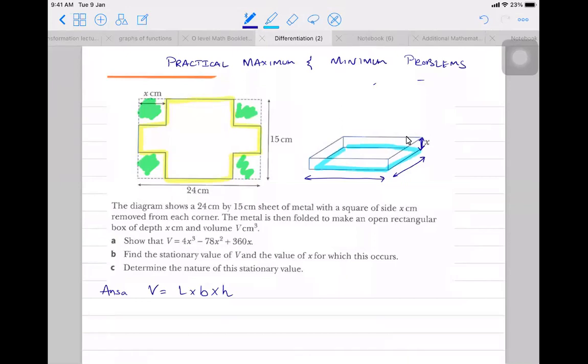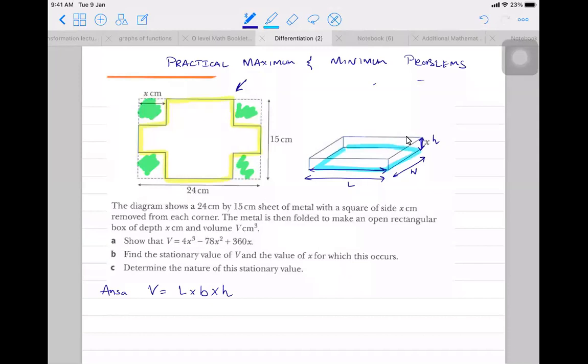Now let's calculate the volume for this. I said that the volume of this rectangular box is simply going to be length times width times height. Now, what is going to be the length of this metal sheet? You can refer to this diagram. It's not going to be 24. That is the catch.